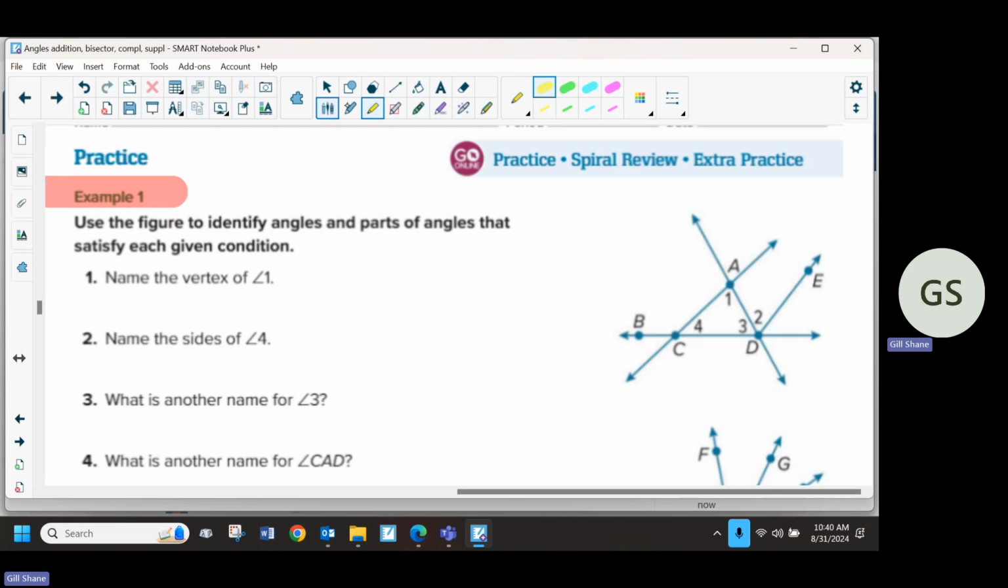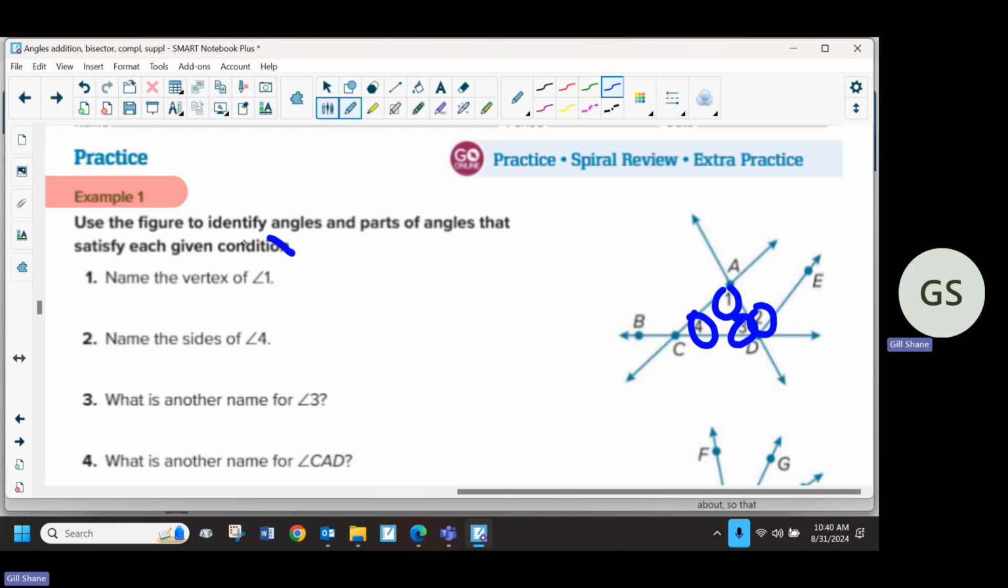Now, quickly, just a couple of answers. Vertex of angle one. One way you can name angles is just with a number, like the 1, the 3, the 4, the 2. You'll notice they do not have degree symbols. This is the one exception to always having a degree symbol. But we put the 1s, 2s, 3s, and 4s in there sometimes just to make it faster to name them and easier to talk about.